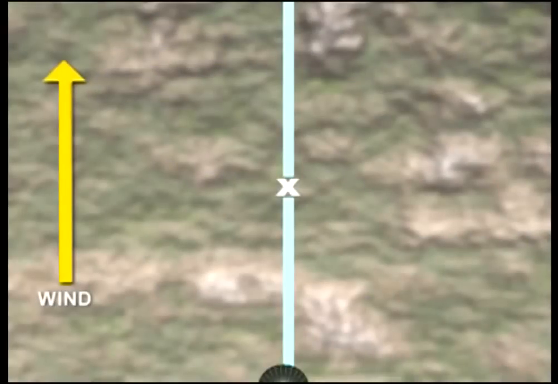You'll hear the terms wind line and wind cone a lot when talking about canopy control. The wind line is an imaginary line on the ground running in the direction the wind is blowing and passing through the landing area. Parachute maneuvering is generally done back and forth across the wind line.